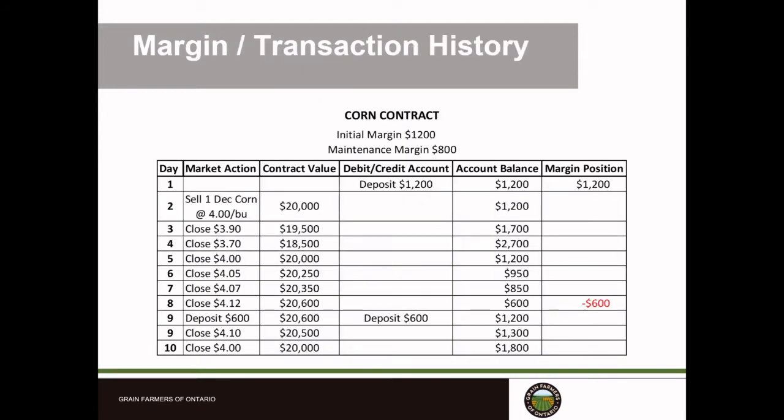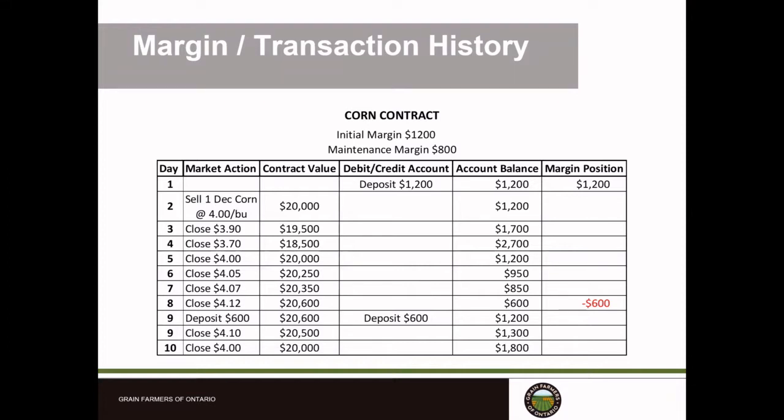I'm going to go through a trade here just to give you a clarification of margin, exactly how it works. So try and bear with me here. We'll take it one step at a time. So we're going to deal with a corn contract, your very first account, okay? The initial margin required is $1,200. So we're only going to put in exactly what we need, okay? So day one, we deposit $1,200. Your account balance is $1,200 and your margin position is $1,200.